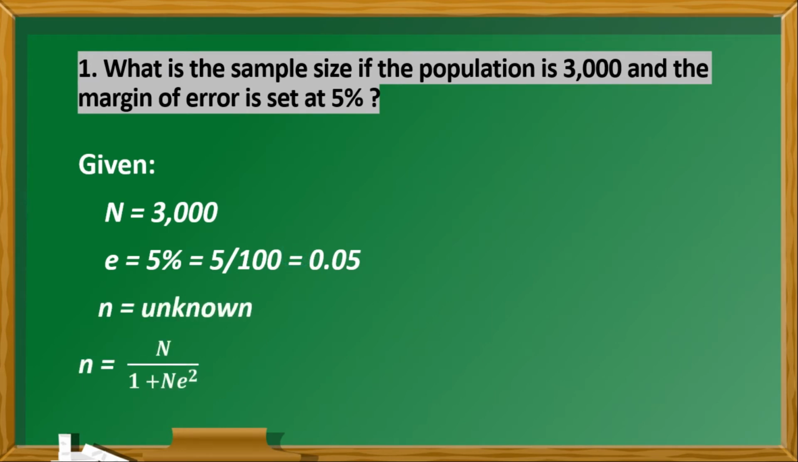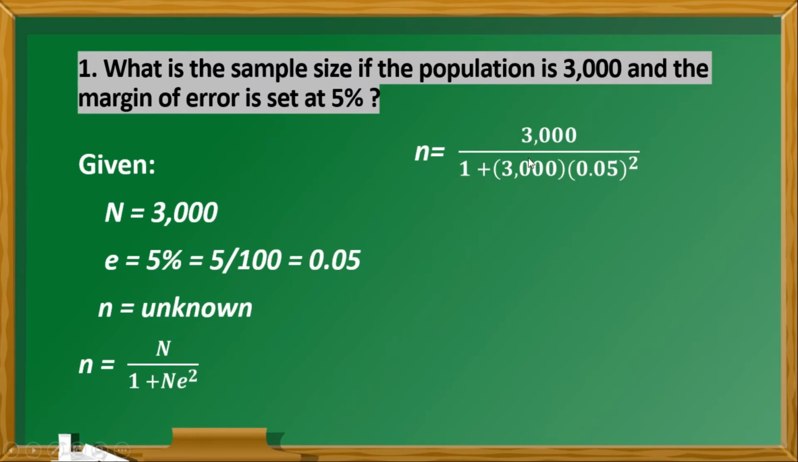And, using the formula, let's substitute the given. Okay? N is equal to 3,000. Bakit 3,000 yung nasa numerator? Kasi yun yung population size natin, which is yung big letter N. Ayan. Pinalitan natin ng 3,000. At isulat natin yung 1. It is constant. Isulat nyo lang yan.